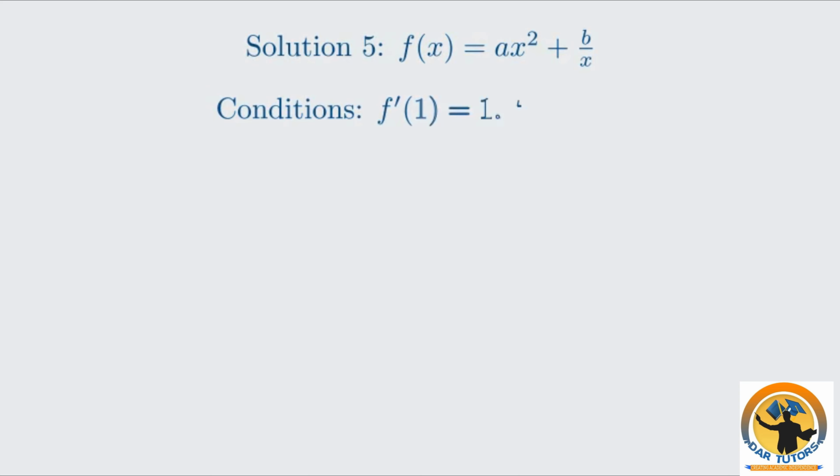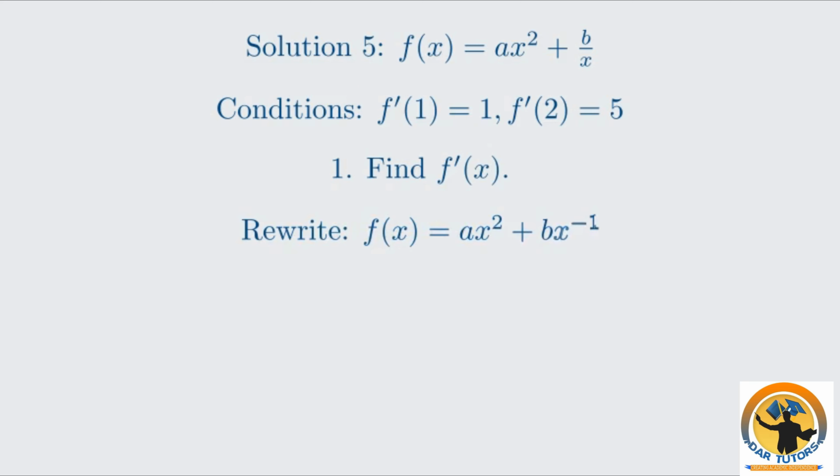Here is the solution for question 5, our final problem. We are given the function f(x) equals ax squared plus b over x. We have 2 conditions about its gradient. First, we need to find the derivative, f prime of x. Rewrite the function as f(x) equals ax squared plus bx to the negative 1. Differentiating, we get f prime of x equals 2ax minus bx to the negative 2, which is 2ax minus b over x squared.